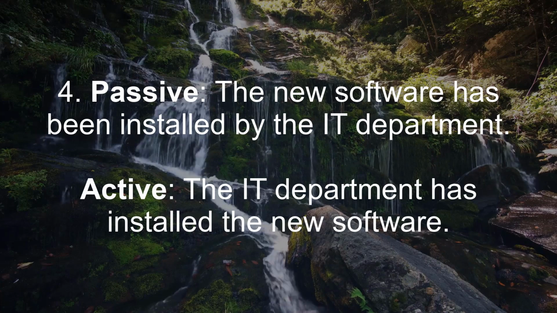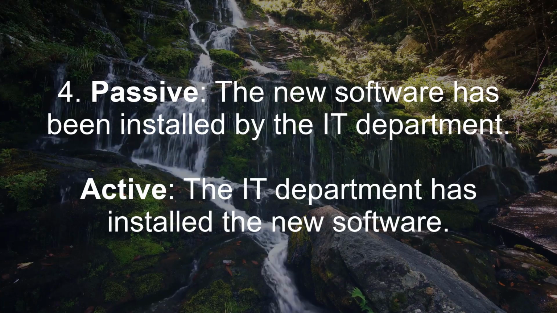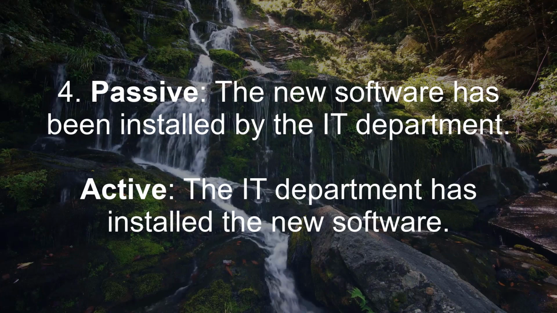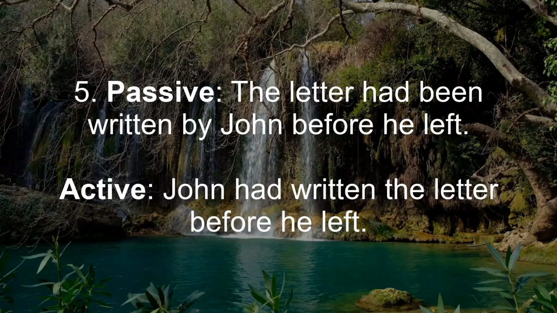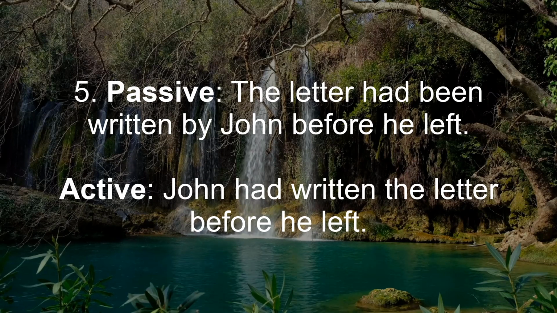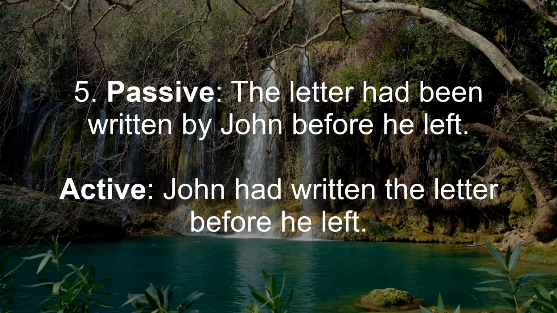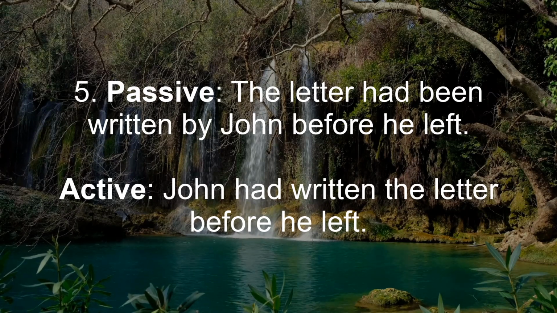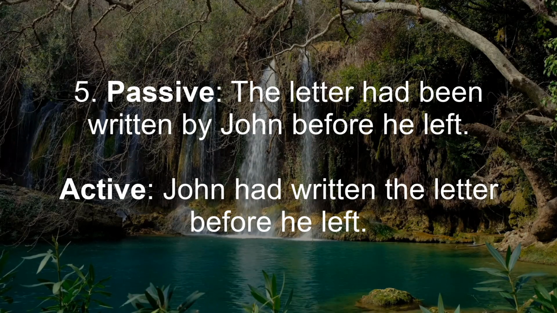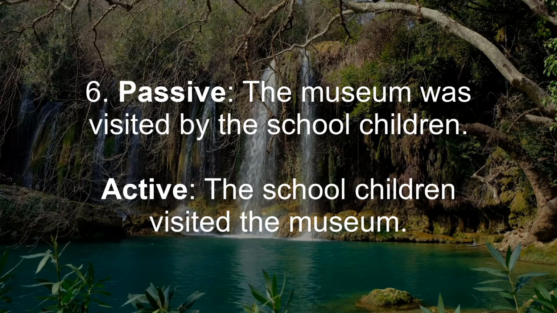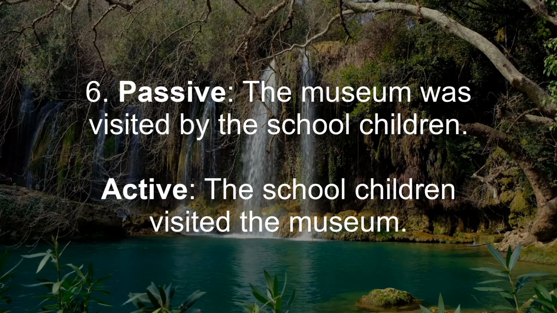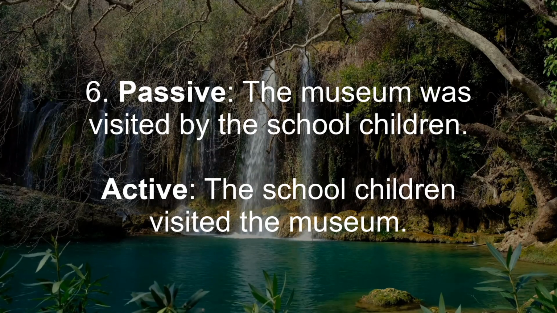4. Passive: The new software has been installed by the IT department. Active: The IT department has installed the new software. 5. Passive: The letter had been written by John before he left. Active: John had written the letter before he left. 6. Passive: The museum was visited by the school children. Active: The school children visited the museum.